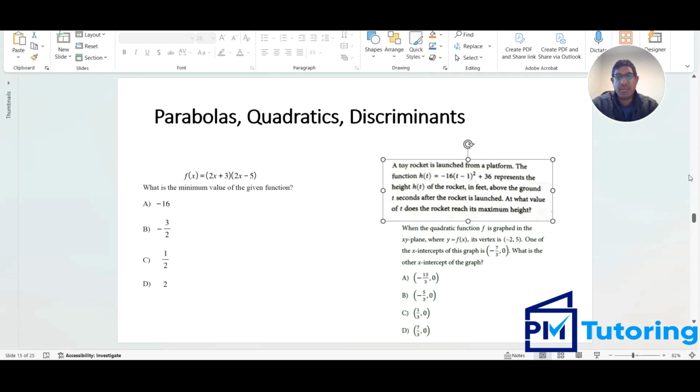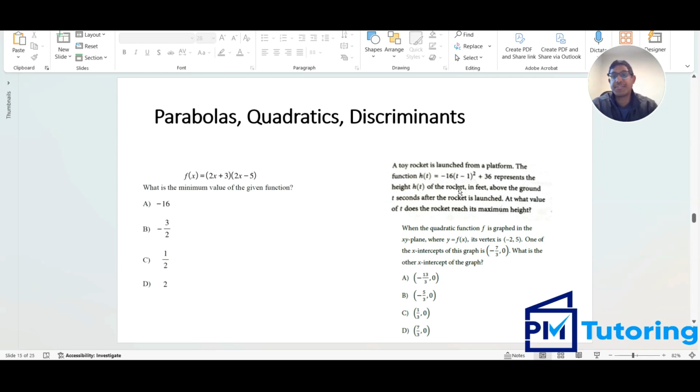Now again, doesn't matter what format we have our quadratic function in. Here's a vertex form parabola. Negative 16 times (t minus 1) squared plus 36 is the height of a rocket. At what value of t? So t in this case is our input. It would be along the x-axis. At what value of t does the rocket reach its maximum height?